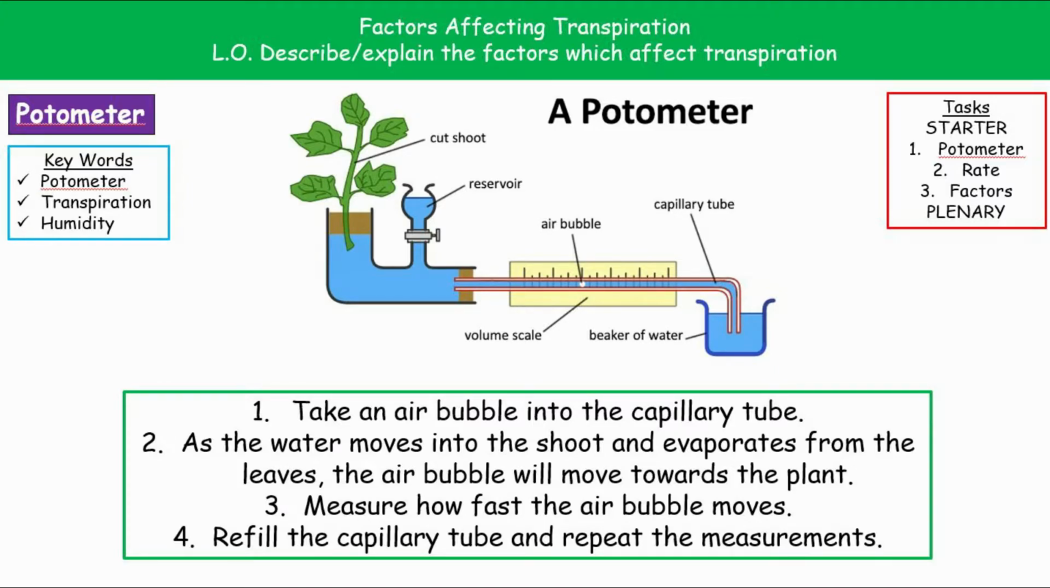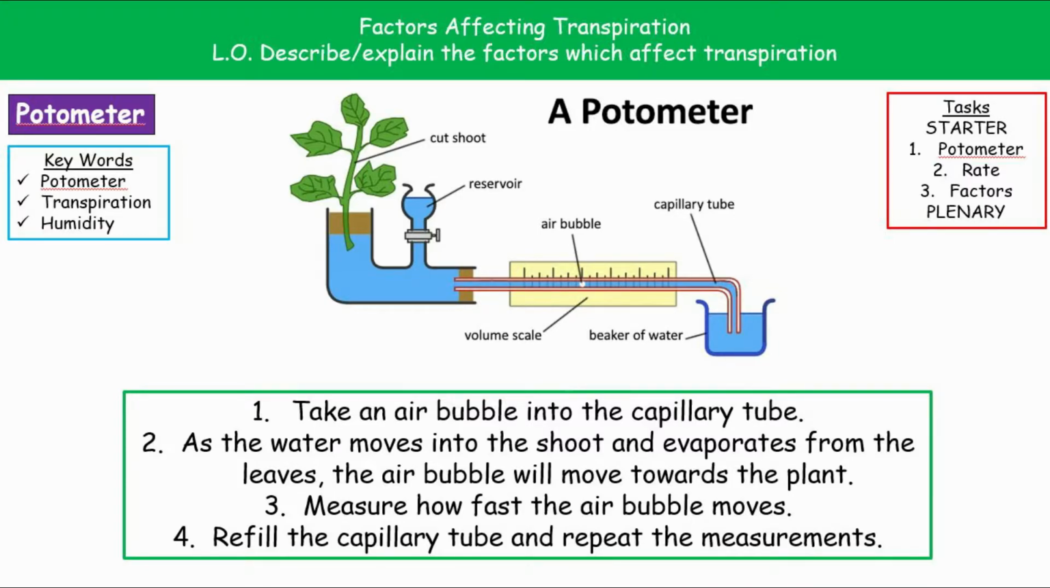So when it comes to setting up the potometer, what we need to do is we need to get an air bubble into the capillary tube first of all, and you have a little syringe that does that. Then what we do is we line it up on our scale and we make sure we note down its starting position. What we then do is we carry out our experiment, however that may be, whatever factor we wish to investigate. And we're going to do that over a certain period of time.